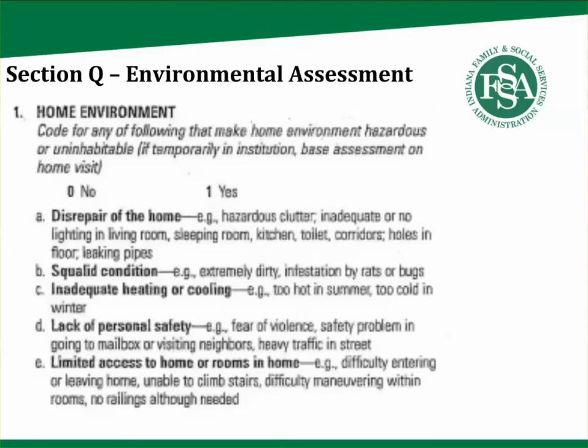Question 1A looks at disrepair of the home. So this is looking at inadequate or no lighting throughout the house, or holes in the floor, leaky pipes, those types of things. Question B looks at squalid condition, and this is extremely dirty. You may have dry urine and feces and infestation. It's definitely more than usual clutter.